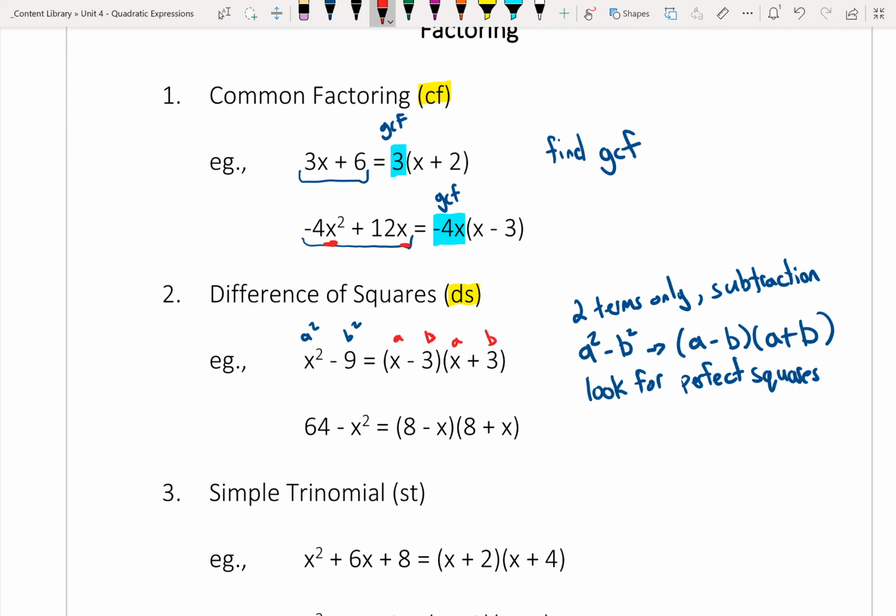The square root of both of these 2 terms goes into my brackets, and one is positive and one is negative. If I look at the next example, 64 minus x squared, if you take the square root of 64, you realize you get 8, which is a nice number. It's nice and round.